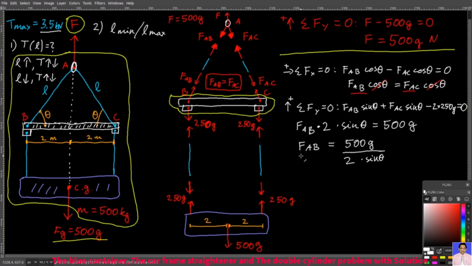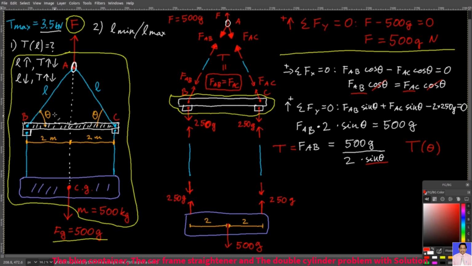Now remember that your FAB and FAC are the tensile forces that you're looking for. And now you can already answer the first question. Right now, your FAB is written as a function of theta. And in general, we can just say that this is our tensile force. So FAB equals FAC equals the tensile force in these cables. Right now, we have T as a function of theta, and you have sine theta in the denominator.